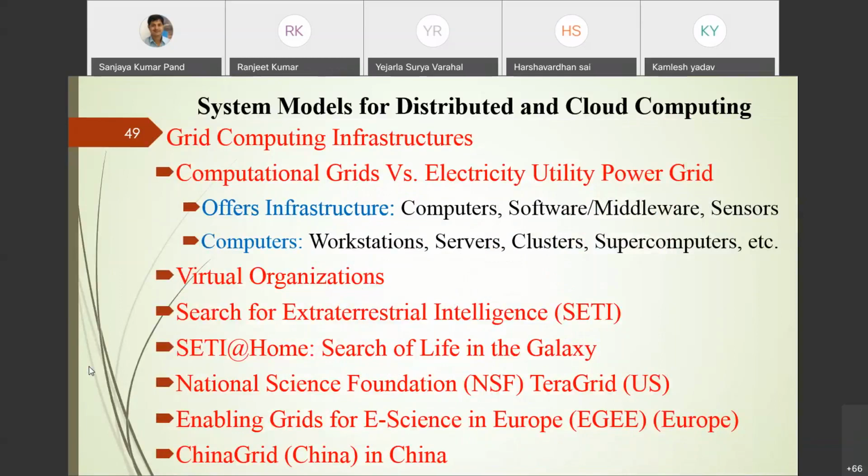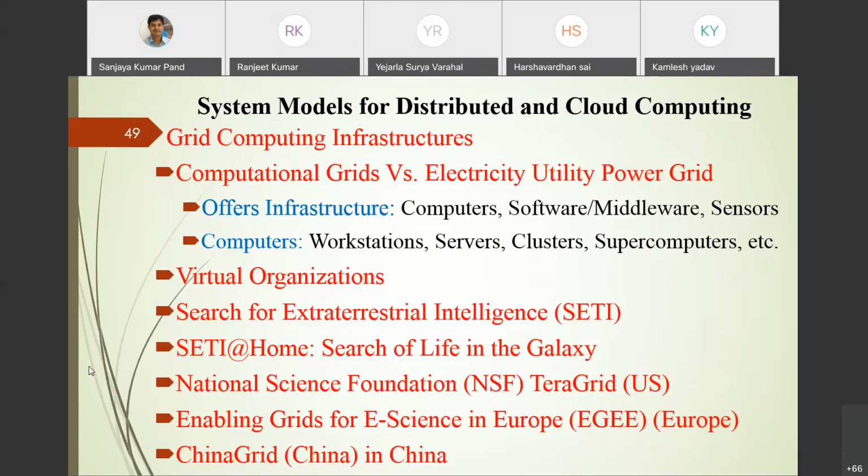So in grid computing infrastructure, if you see, this grid computing infrastructure came from your electrical grid, the electricity grid. If you go to some dam, in the dam the electricity is generated, right? Turbines are there, and electricity is generated and stored in the power grid. From the power grid, the electricity will be given to various villages or nearby areas.